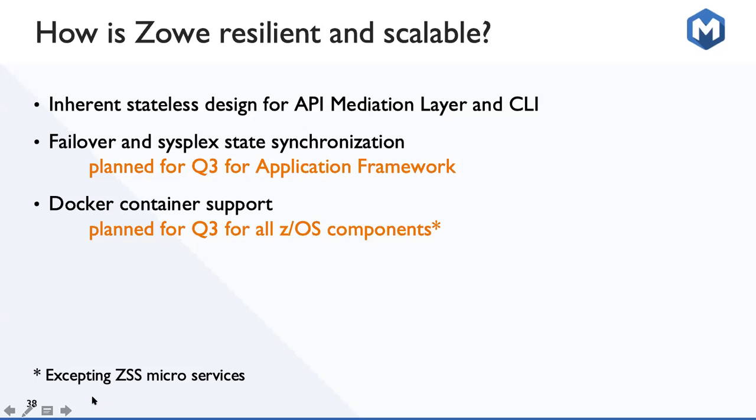And then for all of the z/OS components of Zowe, it is planned to have them be Dockerizable by the end of Q3. And this also addresses resilience and scalability due to other technologies like Docker Swarm that enable you to have many Docker containers working in concert. The only exception to this in terms of Docker support would be the back-end z/OS specific microservices.